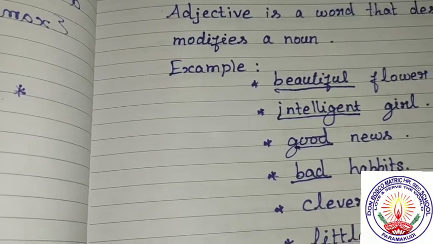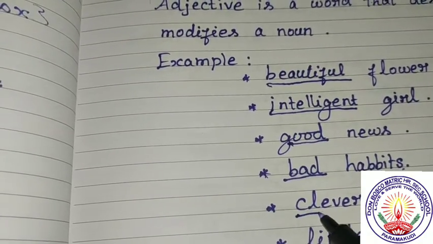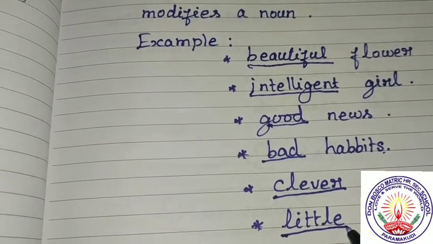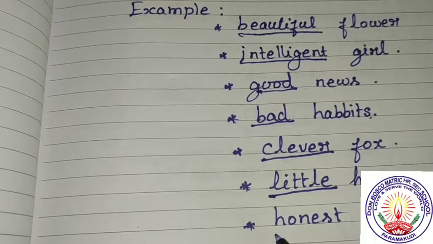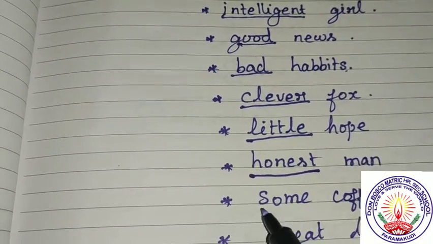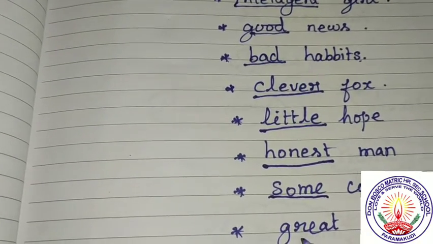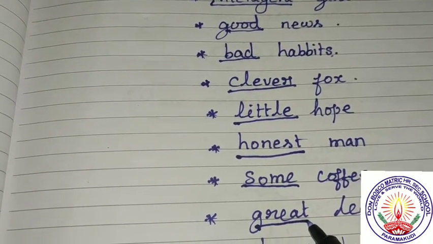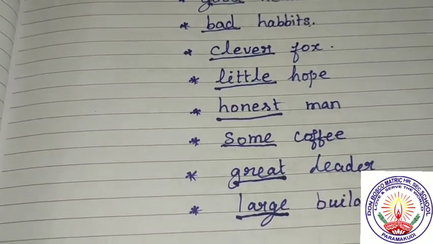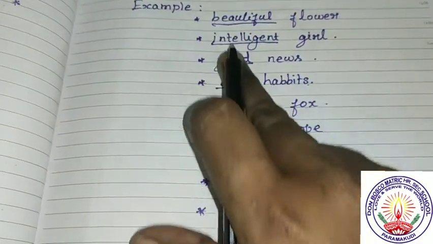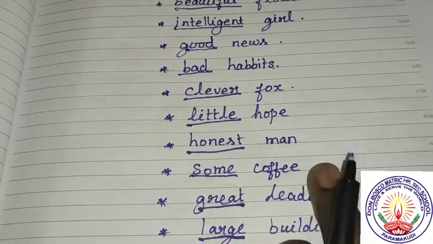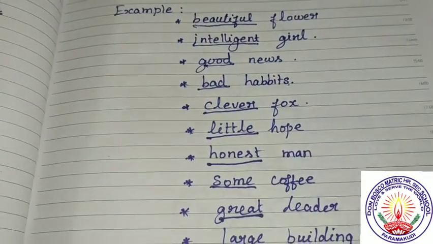Bad habits, which is the adjective? Bad. Clever fox, clever. Little hope, little. Honest man, honest. Some coffee, some. Great leader, great. And large building, large. So these words, adjectives, qualify and give some more information about these nouns. Do you understand?